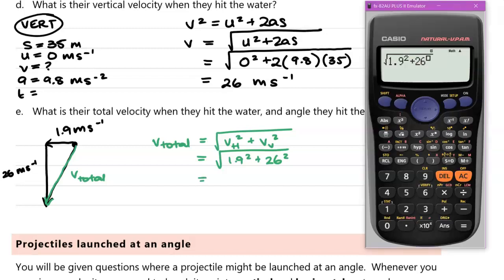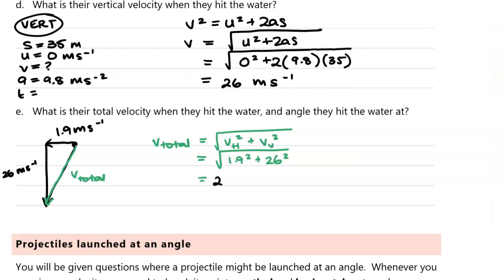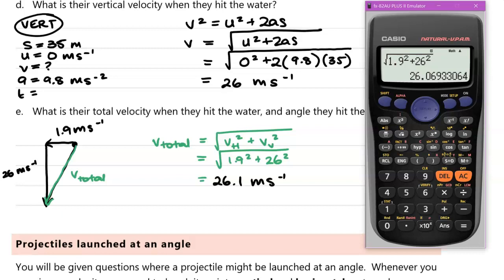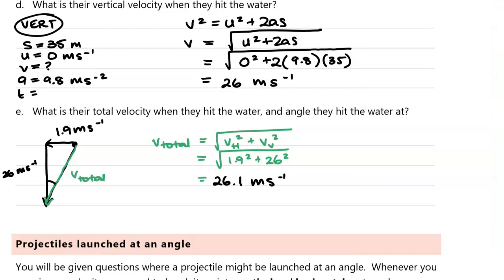Okay, oops, oh well, I can still fix it, there we go. So that means the total velocity there, let's do it to 3 sig figs just for fun. You can do it to 2 if you like, but then it looks like 26.1 meters per second. If you do it to 2 sig figs, it does kind of look like the total velocity is 26, which is the same as the vertical. So doing it to 3 isn't bad here to notice that it is in fact different. So really handy there.